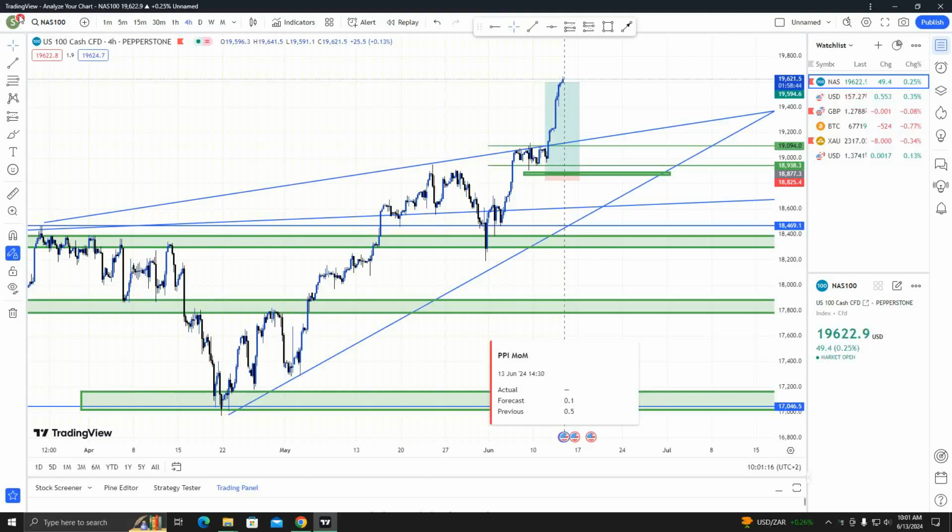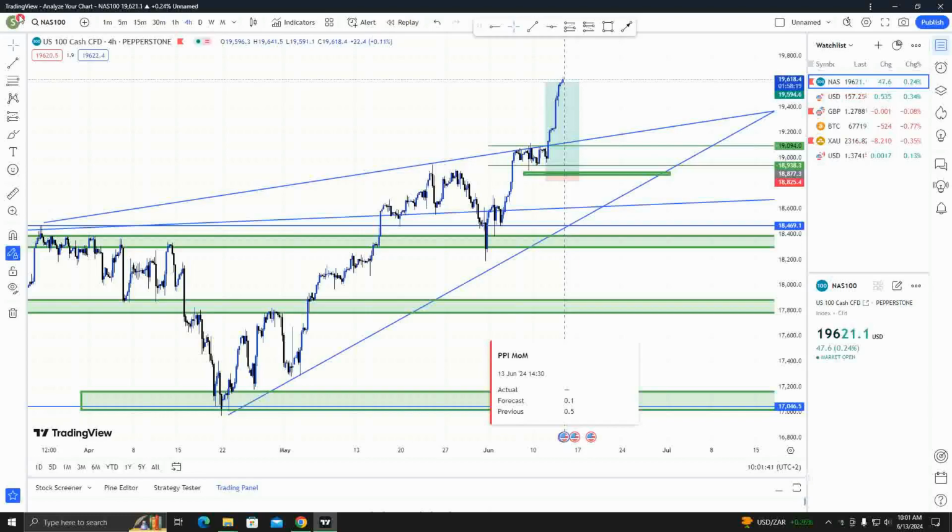Hello, today this is traders and it's PPI today, and PPI is at 2:30. PPI, in the context of forex, stands for producer price index, which measures the average change in price received by domestic producers for their goods and services. It's kind of like an inflation indicator.